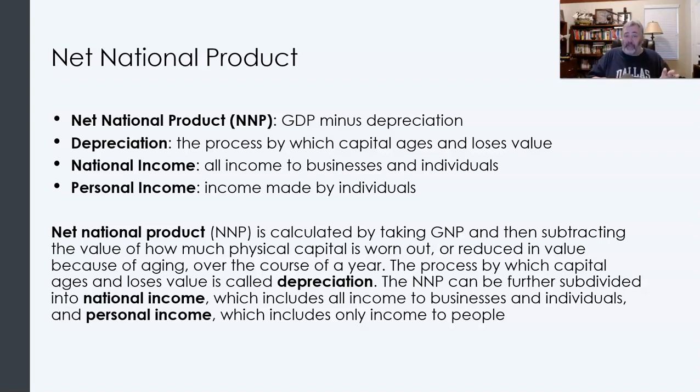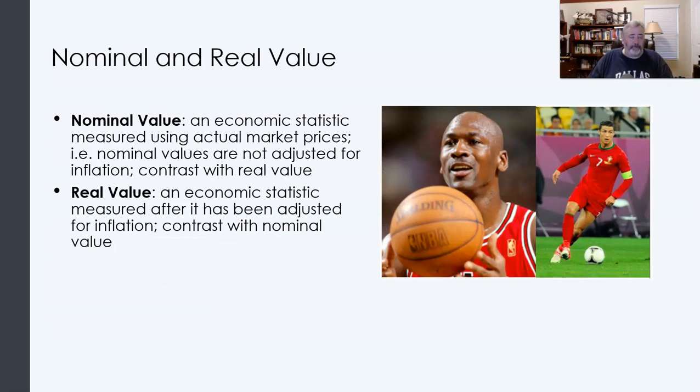So they define it as the process by which capital ages and loses value. Fair enough. Capital, again, is the physical tools that we use to make stuff. National income is all income to business and individuals. Personal income, this is important, is income made by individuals, right? And then there's this idea of disposable income, which is your personal income after taxes, okay? Not going to be worried about calculating the net national product. This is too important. This is just such an important idea, not only relevant to this class, but just generally to life and the world.